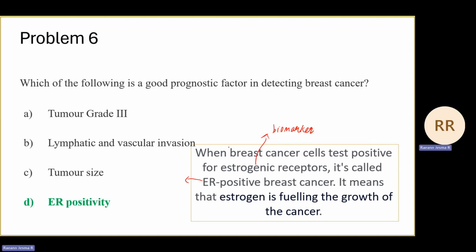There are other receptors as well. One is HER and the other is PR. So if any of these biomarkers are found positive, then we can say that the breast cancer is due to that particular receptor.